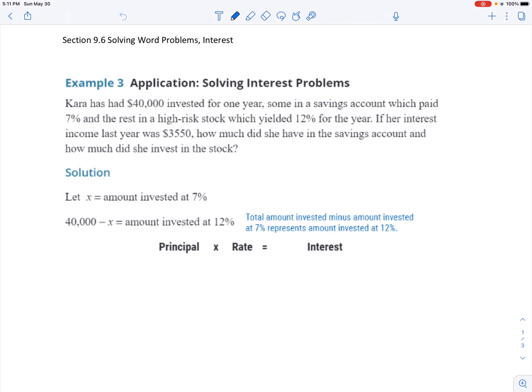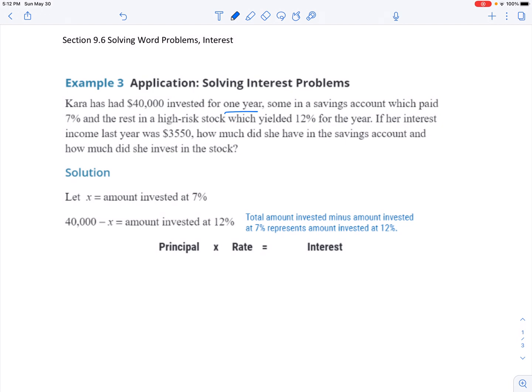Kara has had $40,000 invested for 1 year. Some in a savings account, which paid 7%, and the rest in a high-risk stock, which yielded 12% for the year. If her interest income last year was $3,550, how much did she have in the savings account, and how much did she invest in the stock?